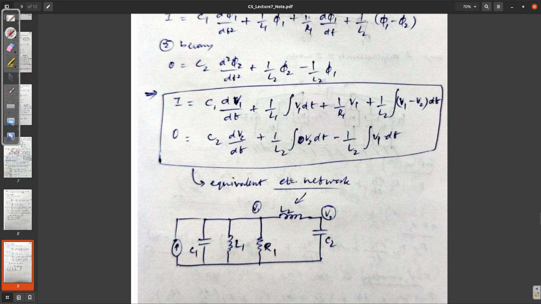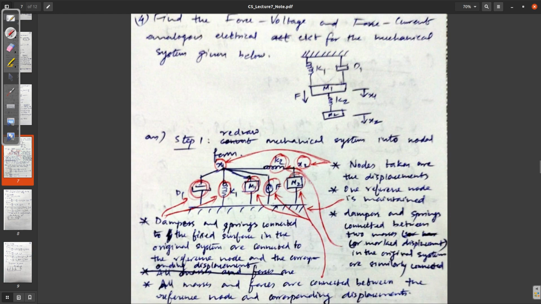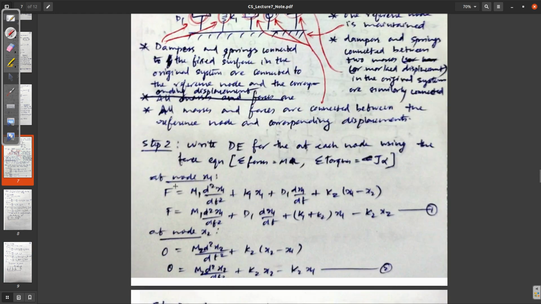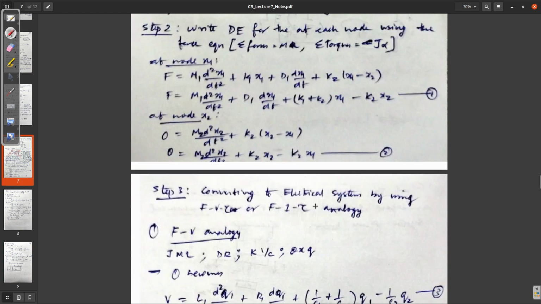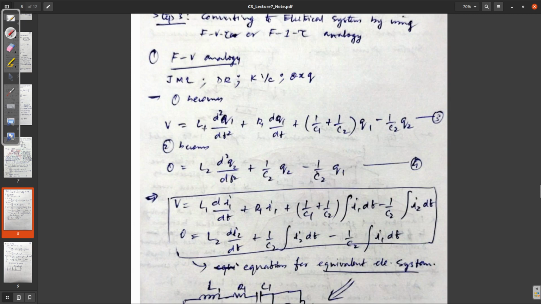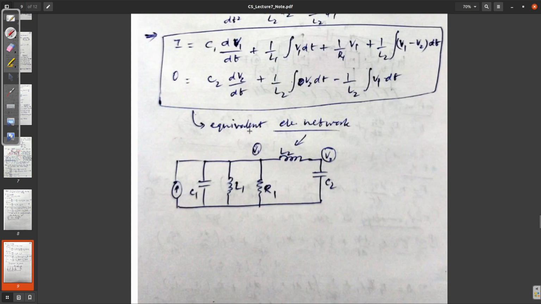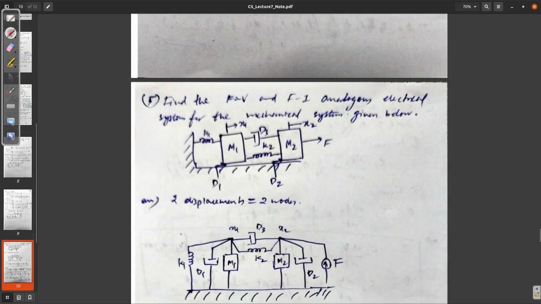So that is how you take a mechanical system, redraw it into a nodal form, write the force equation, and use the analogy shortcut that we created earlier to find the analogous differential equation for the electrical system. You identify whether it is a mesh equation or a nodal equation. Then you redraw the electrical system depending on the equation that you have. Okay. Let's see one more problem.